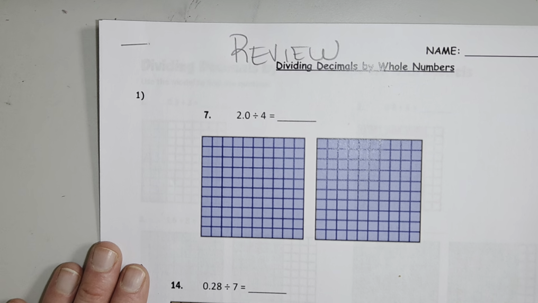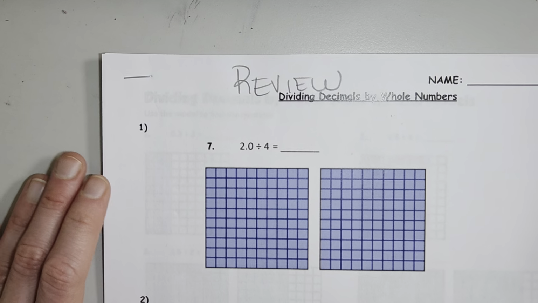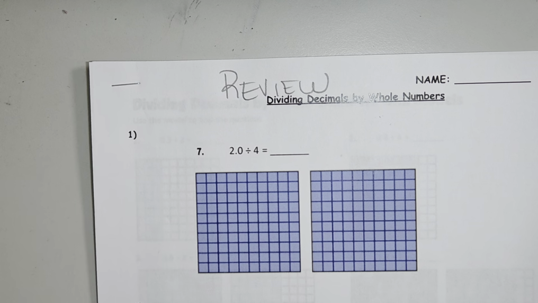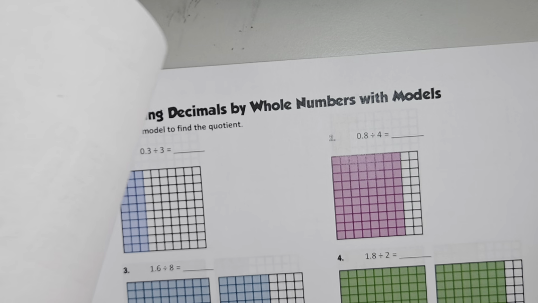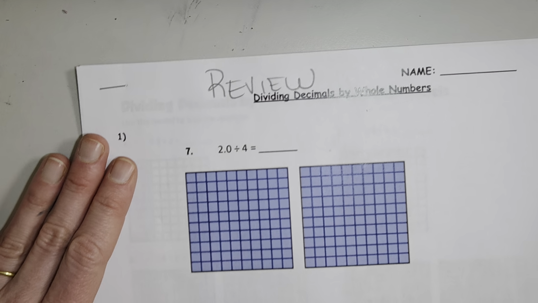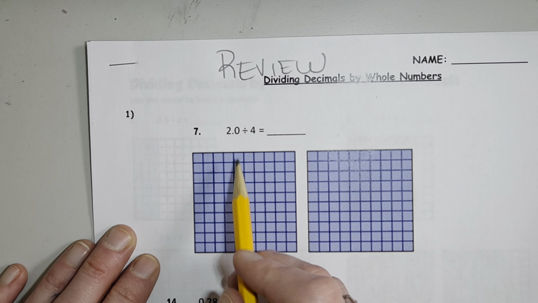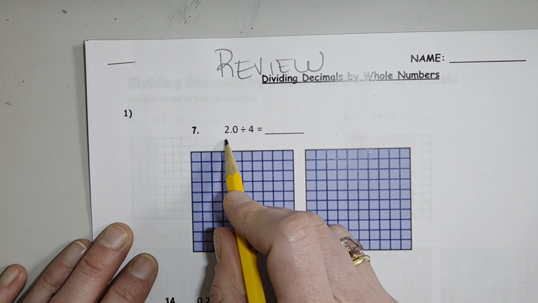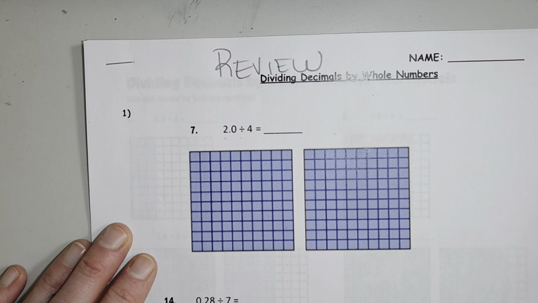Okay, this video is about dividing decimals by whole numbers. So we're going to do some circling and see how we do this. All right, so here we're looking at 2 wholes divided by 4. Can we divide 2 by 4?